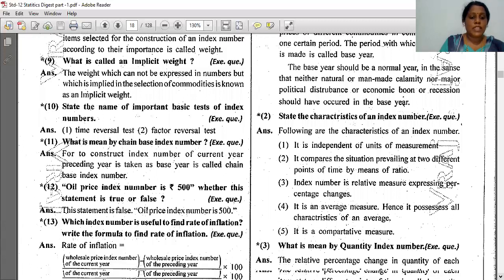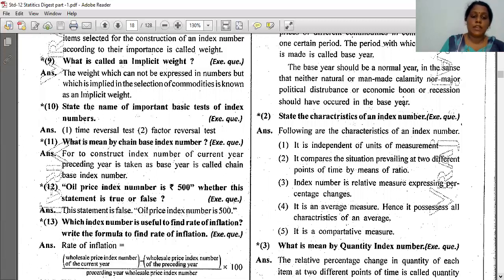What is meant by chain base index number? Main question, important question. To construct index number of current year, the preceding year is taken as a base year, it is called a chain base index number.